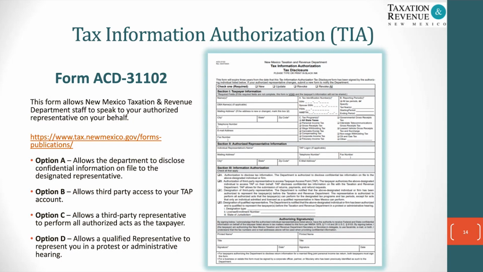Complete all sections and review Section 3 carefully. Select all check boxes that apply to the situation as they determine your representative's level of access. Option A allows the department to disclose confidential information on file to the designated representative. Option B allows a third party access to your TAP account. Option C allows a third-party representative to perform all authorized acts as the taxpayer. Option D allows a qualified representative to represent you in a protest or administrative hearing.